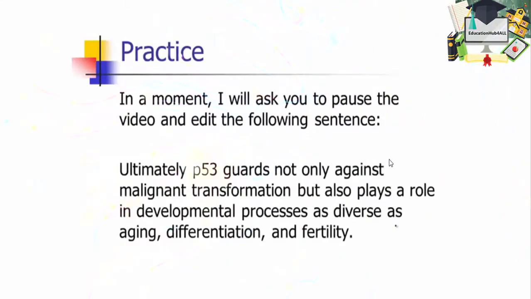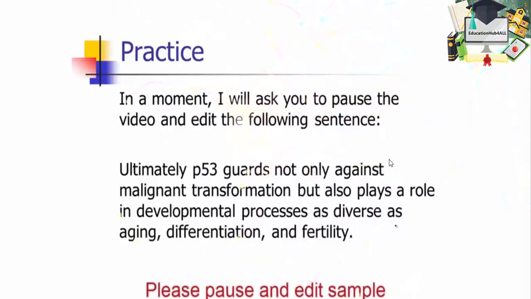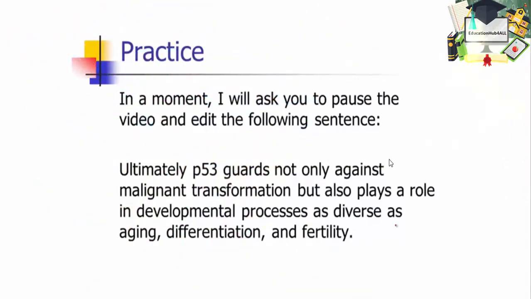So the next example reads, ultimately P53 guards not only against malignant transformation, but also plays a role in developmental processes as diverse as aging, differentiation, and fertility. So now pause the video and try editing that sentence on your own. Okay, so now I'm going to go through my edit on this sentence.